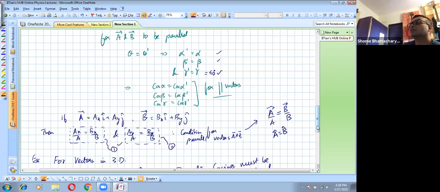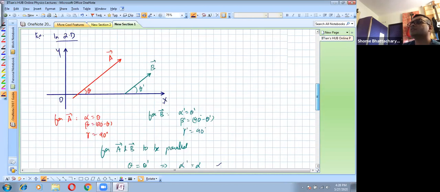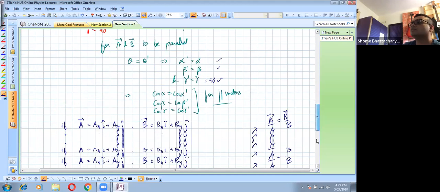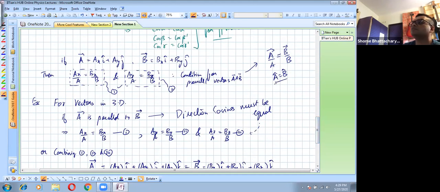Okay. We can understand why A cap is equal to B cap, because in this diagram, what will be A cap? It will be a vector parallel to A but of magnitude 1, and a vector B cap will be a vector parallel to B but of magnitude 1. So if A and B are parallel, then obviously A cap and B cap are parallel, and both of them have magnitude unity. So obviously the condition for them to be parallel becomes that A cap is equal to B cap. So the same thing now we extend in 3D.